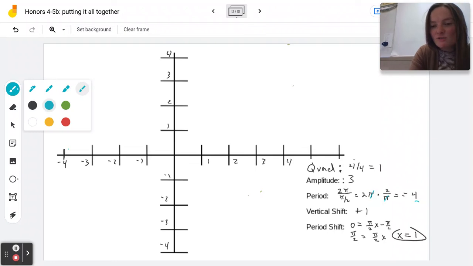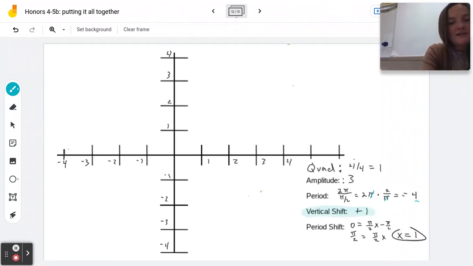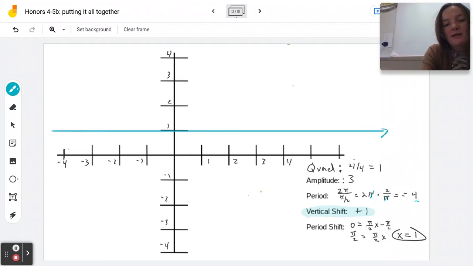Okay, so the first thing that we always start with, we started with quadrant, we did it. The next thing I want to talk about is the vertical shift. There is one here, which means we're going to disregard the x-axis as being our midline, and we're going to establish a new midline at y is equal to 1. Okay, so we're done with the vertical shift.